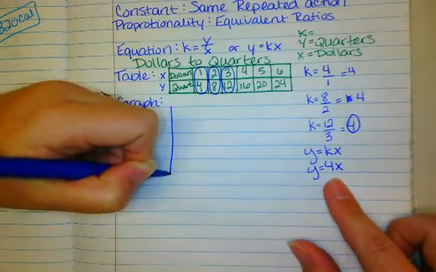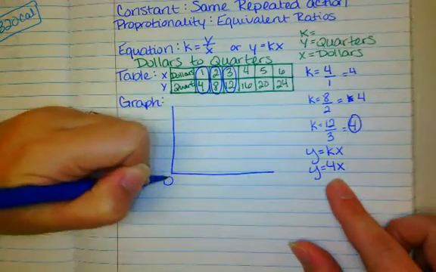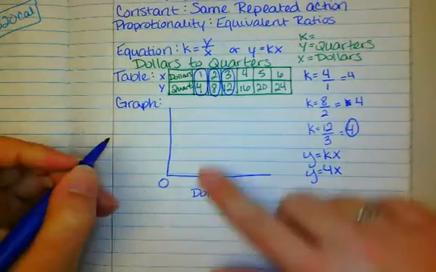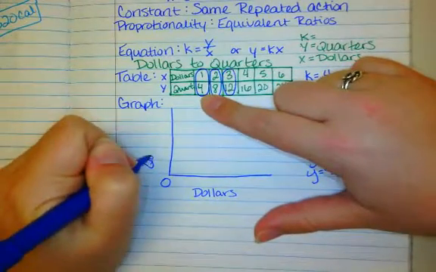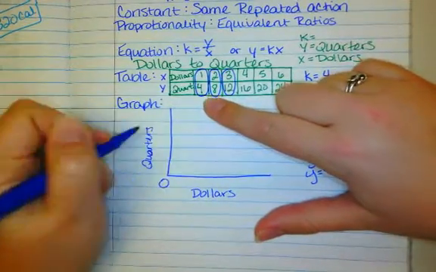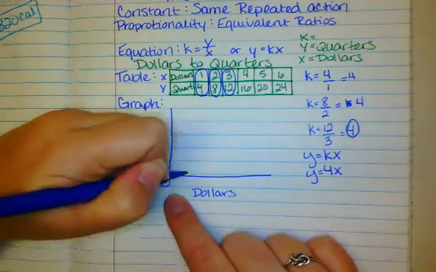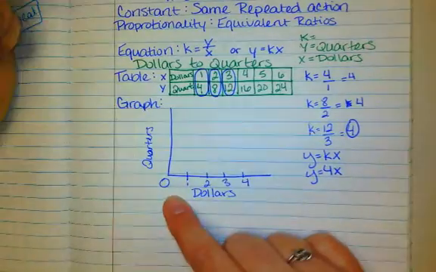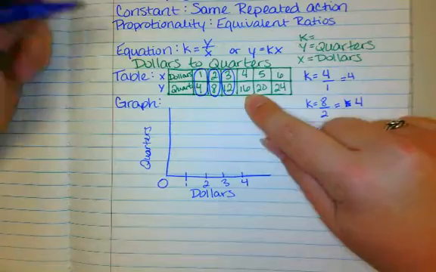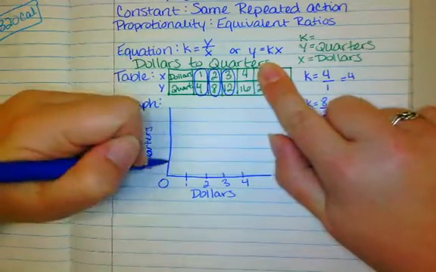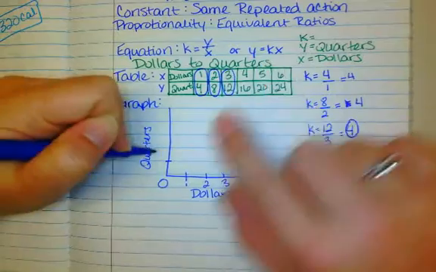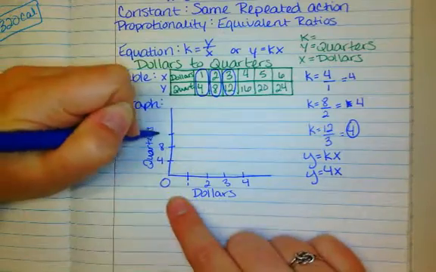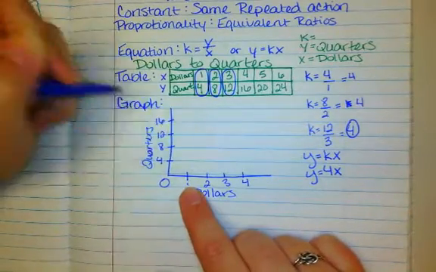If I were to graph this relationship, we're going to have 0. My x says it's dollars. My y says it's quarters. And for dollars, I'm just going to show 1, 2, 3, 4. My quarters, if I go to 4, I need to go up to 16. So we're going to count by 4s for this case. So 4, 8, 12, 16.